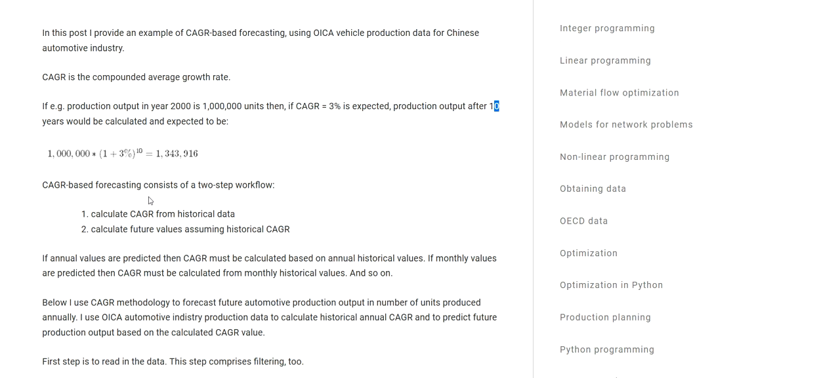So this forecasting method is a very simple forecasting method and consists of two steps. The first step being to calculate the compounded average growth rate from historical data, and then to extrapolate the last known point in history, assuming that compounded average growth rate to be valid in future. And you can do that for any point in future that you would look at. But the longer you move on to the future, the more uncertain this forecasting method becomes.